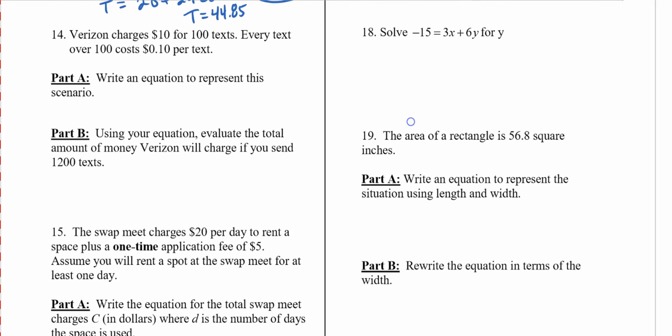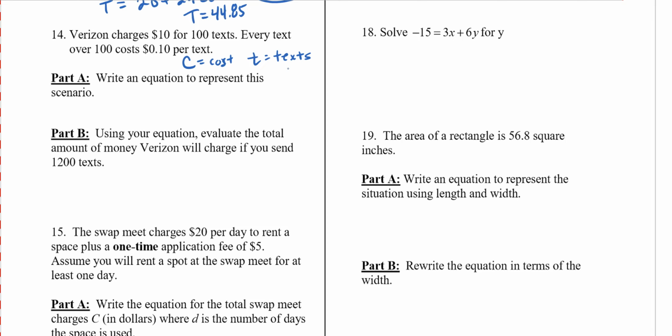14. Verizon charges $10 for 100 texts. Every text over 100 costs 10 cents per text. Write an equation to model this. So I'm going to say C is the cost. T is the number of texts. What we need to be careful about is the texts after the first 100. Actually, we're just going to call it text and we'll deal with the 100 later.